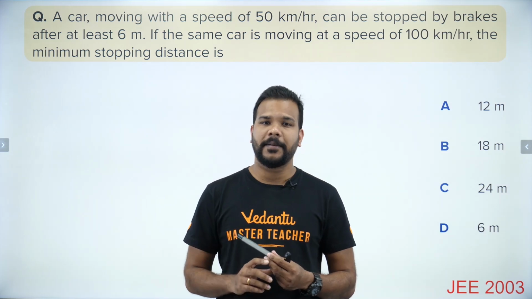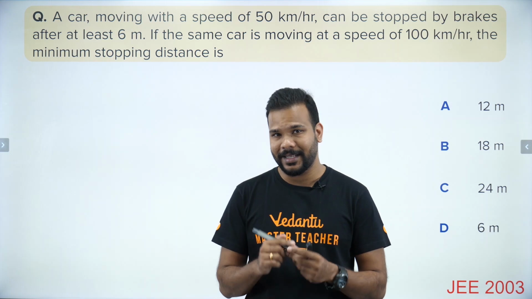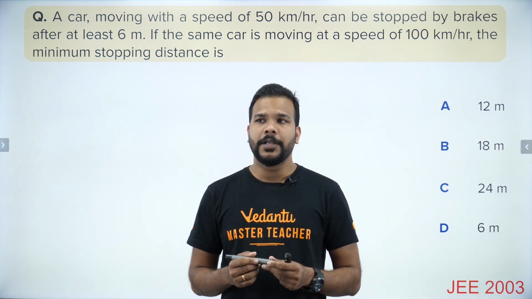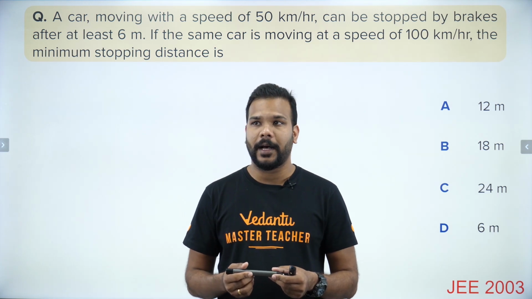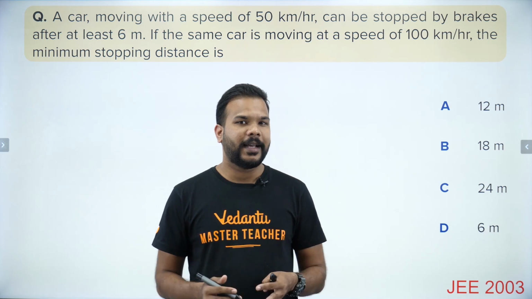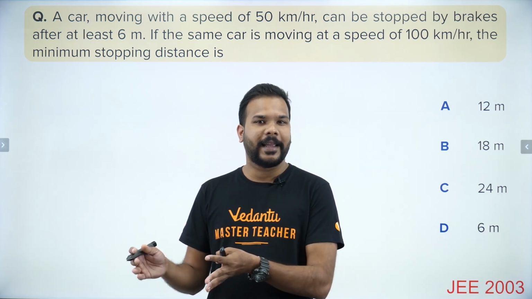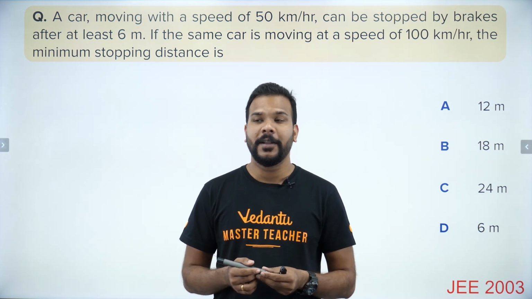When the driver applies the brake, from that moment, traveling for 6 meters, the car can be stopped. That's the minimum distance required. Okay. So if the car is now moving at a speed which is double, that is 100 kilometers per hour, then what will be the minimum stopping distance? If you are thinking like a layman, then you might think the answer to be just the double value, that is 12 meters.